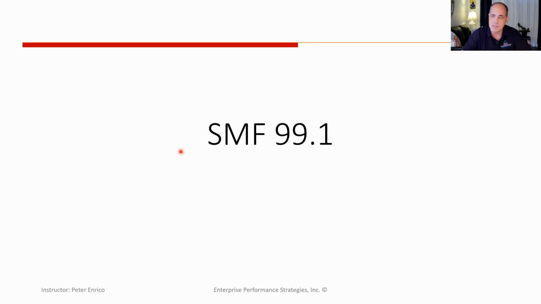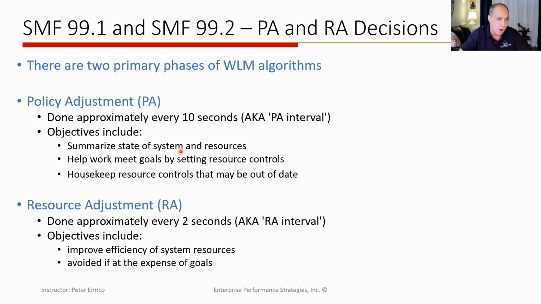Another record of interest is the 99 subtype 1 record, which I mentioned contains some system-wide information. To go into 99 subtype 1s and 2s, here's a real quick overview or refresher. For the WLM algorithms to run, there are really two sets of algorithms that WLM has. There are what we call policy adjustment algorithms, which happen every 10 seconds. The purpose of policy adjustment algorithms is the way WLM helps real workloads meet their goal values.